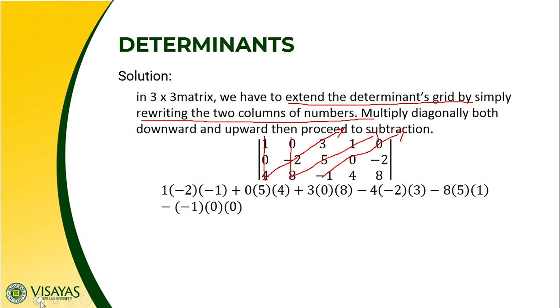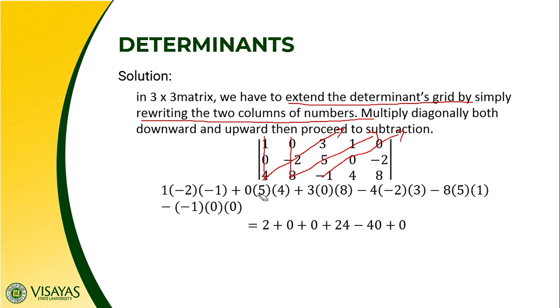Okay, so this becomes 1 times negative 2 times negative 1 plus 0 times 5 times 4 plus 3 times 0 times 8 minus 4 times negative 2 times 3 minus 8 times 5 times 1 minus negative 1 times 0 times 0. So next step is to simplify. We have here 1 times negative 2 times negative 1 is positive 2.